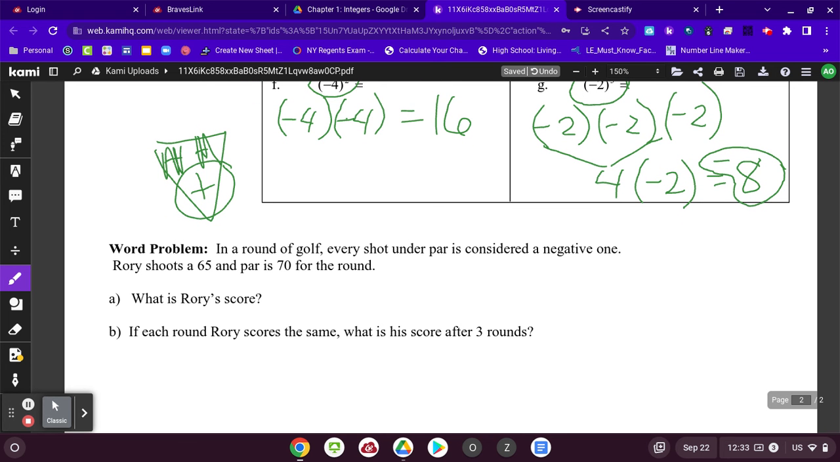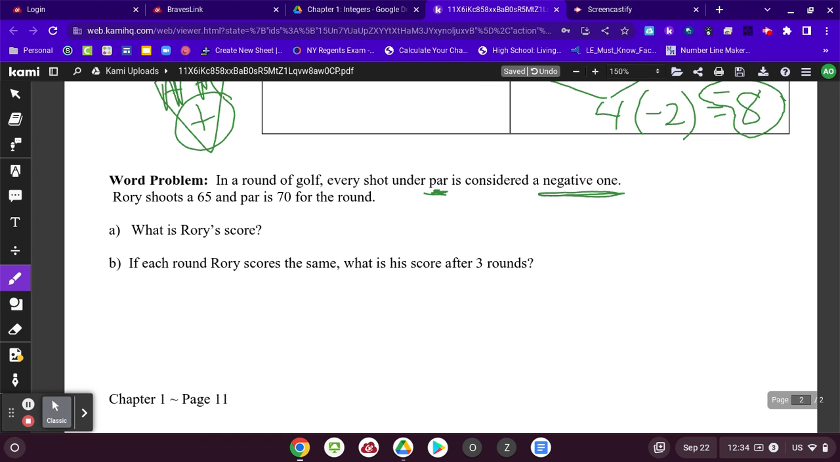Okay, so if you know anything about golf, you know that par is what the course thinks you should get for the course or a hole. And if you have fewer strokes than par, you get a negative score. It's one of the only times I think that negative is a good thing, other than your COVID test.